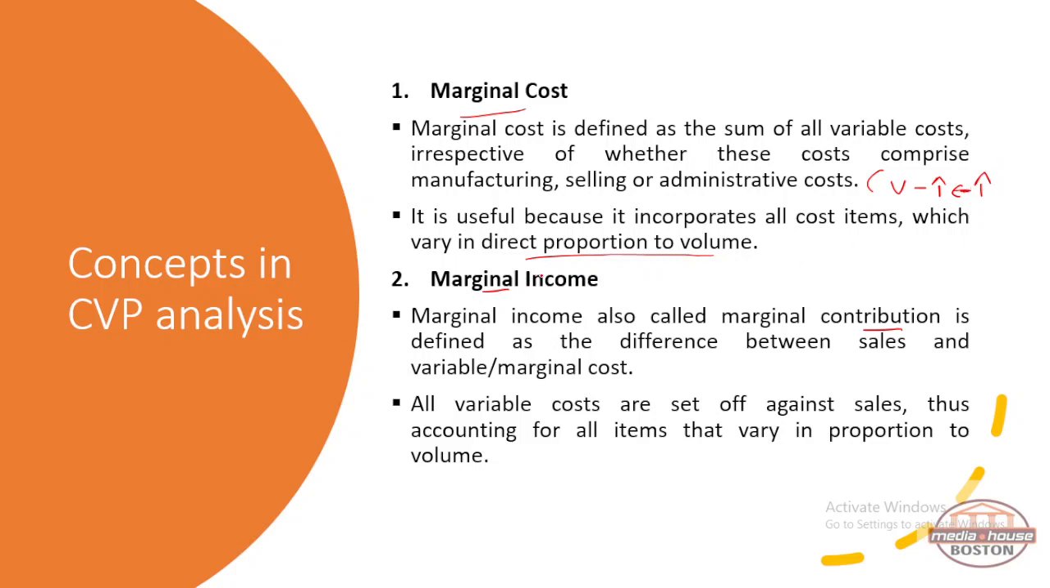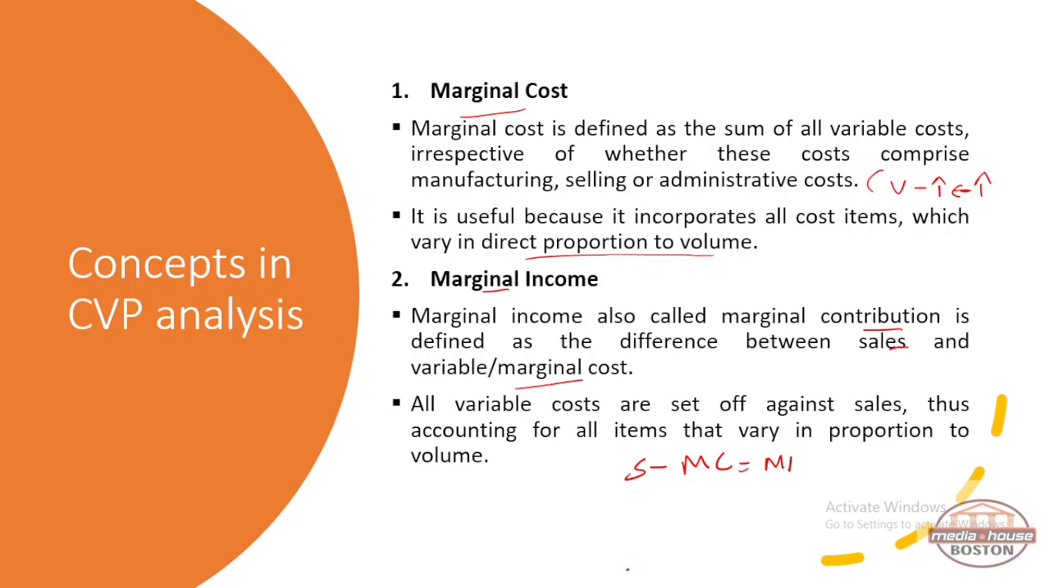And then we also have marginal income. Marginal income, also called marginal contribution, is defined as the difference between sales minus your marginal cost or variable cost, which is this one above here. So all variable costs are set off against sales. That's accounting for items that vary in proportion to the volume of units produced and sold. Therefore, this will be your sales minus marginal cost. This will actually give you marginal income.